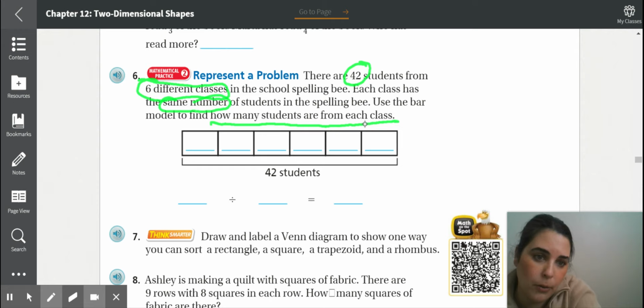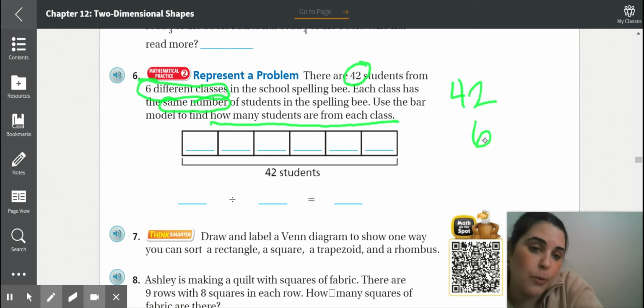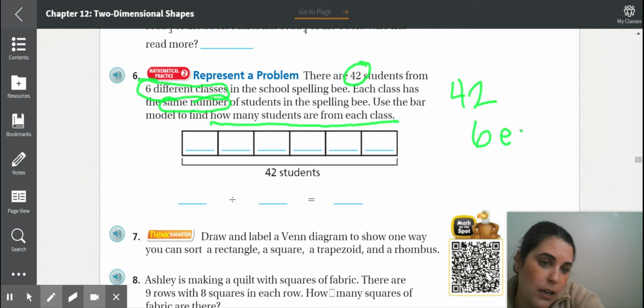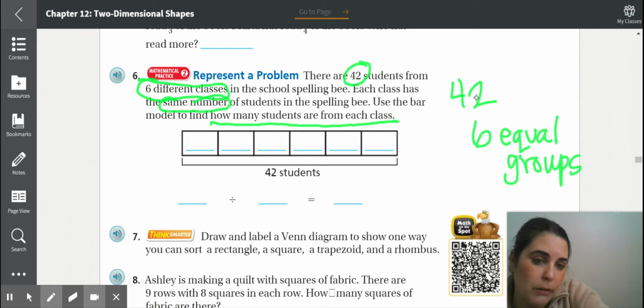So what's our total here? We have 42 students. That's how many students there are. And there are 6 classes. So we know that that's 6 equal groups. How are we going to put 42 into 6? We're going to divide it.